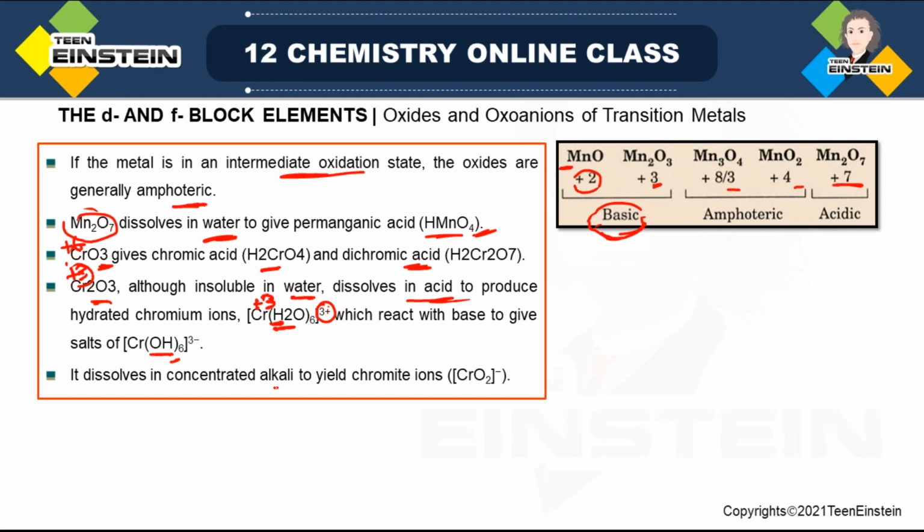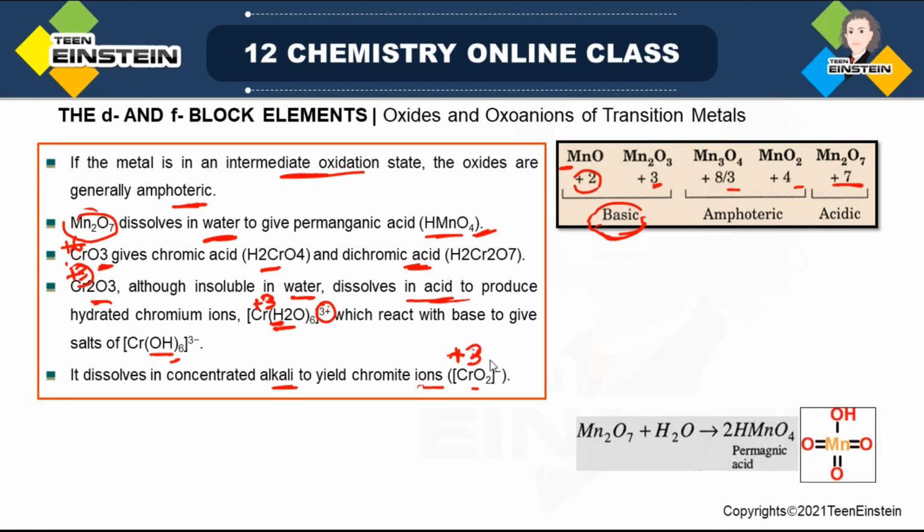It dissolves in concentrated alkali to yield chromite ions. That means Cr2O3, when dissolved in concentrated alkali, will give CrO2-. Now each oxygen is -2, so the total negative charge here is -4, and outside there is one negative charge extra, which means the oxidation state is still +3. Okay.